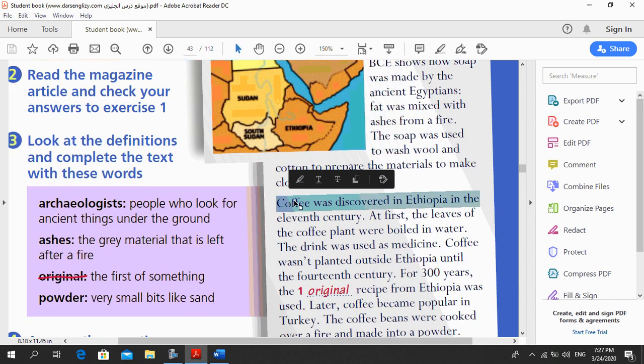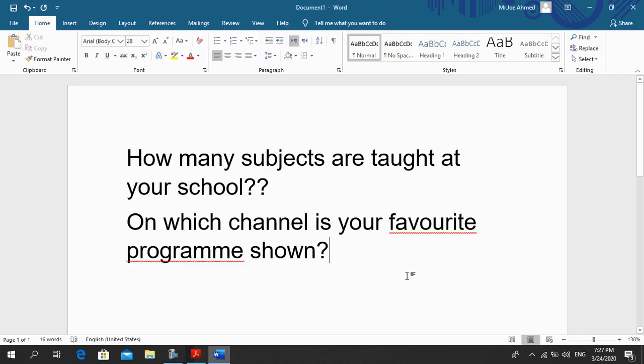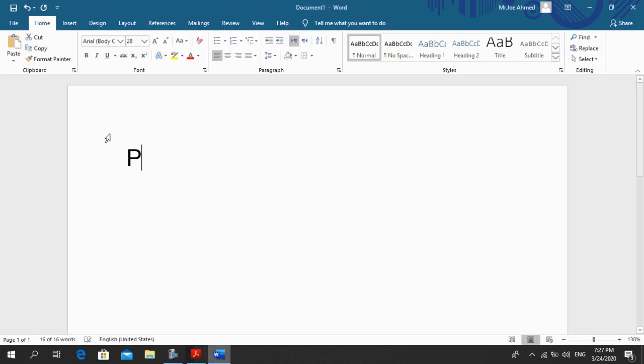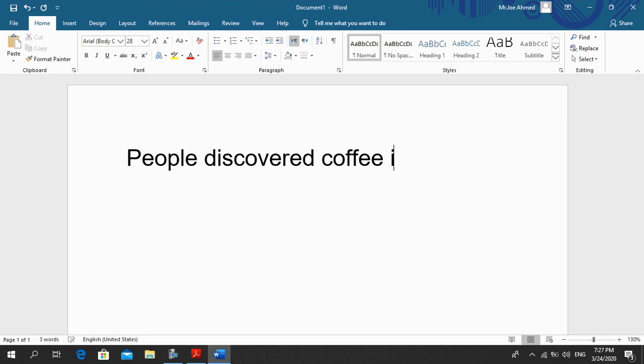Look at this sentence. Coffee was discovered in Ethiopia. The original sentence is people discovered coffee beans in Ethiopia. But he said coffee was discovered. What is the difference?